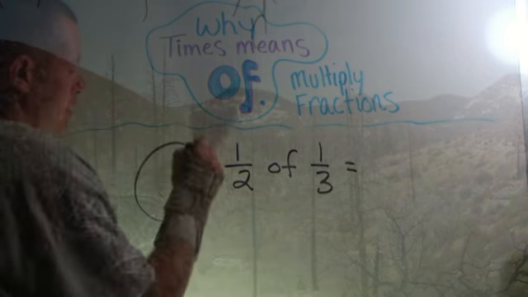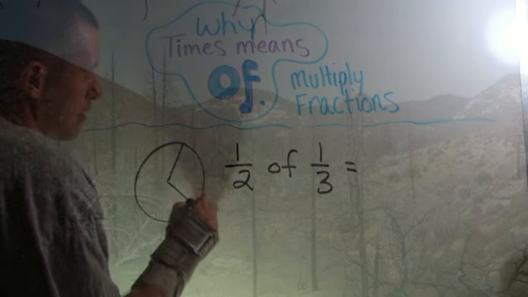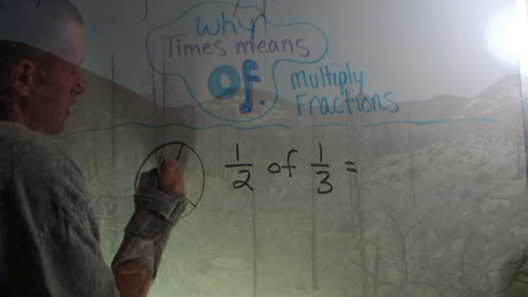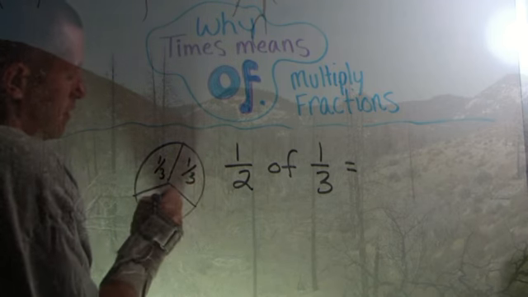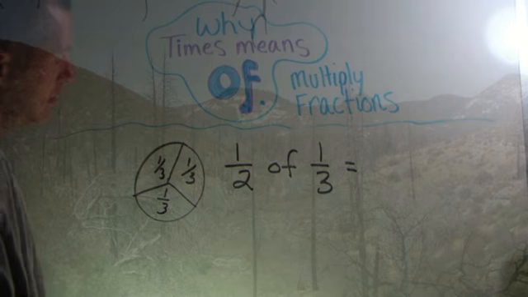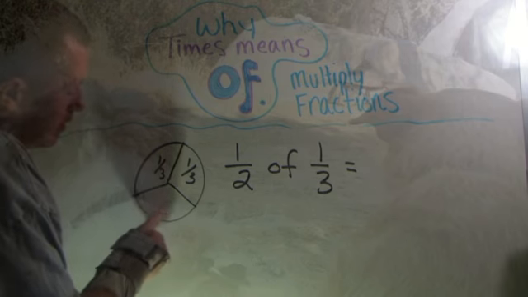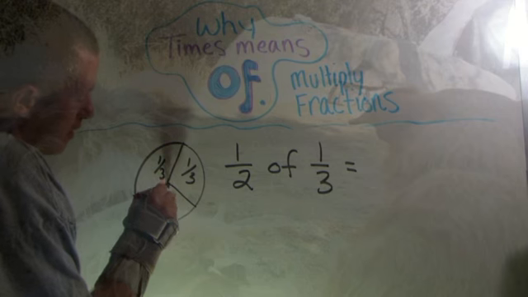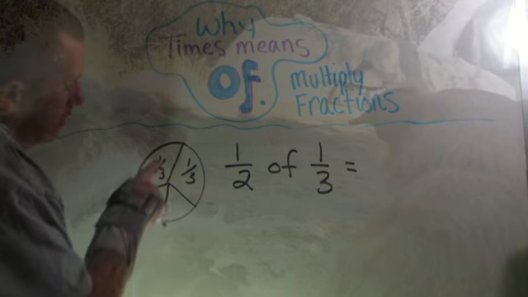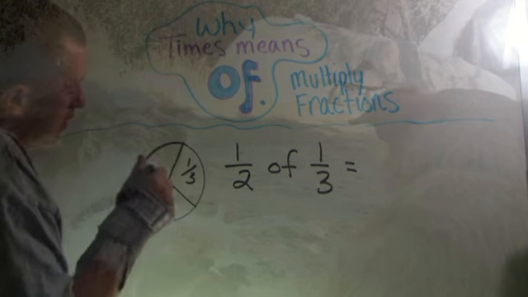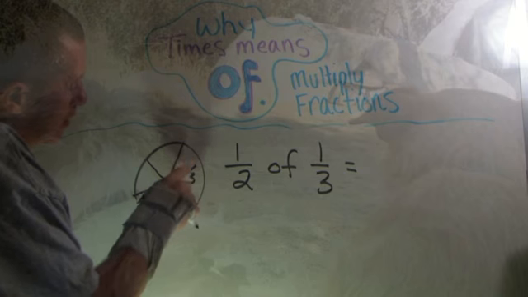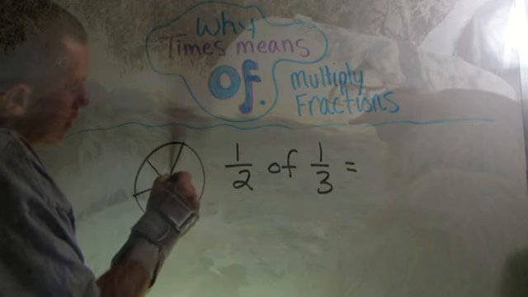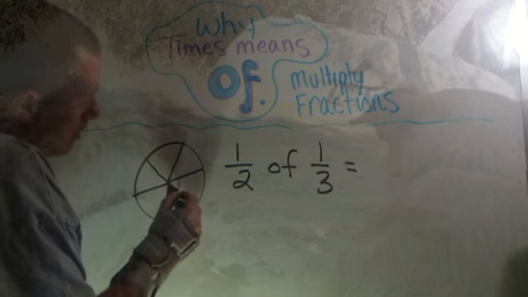Same thing with 1/2 of 1/3. Here I've taken a circle and I've broken it into 3 equal parts, each piece being 1/3 of the whole, let's call it a pie. So if I take one of those 1/3 and cut it in half, and another one of the 1/3 and cut it in half, and do the same to the final one, you'll notice there are 6 pieces of the pie.